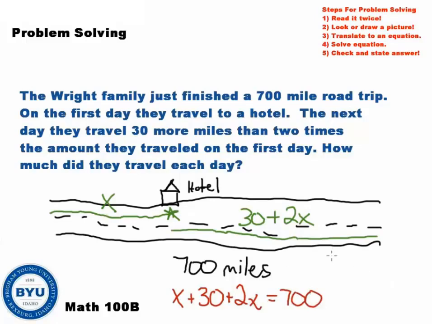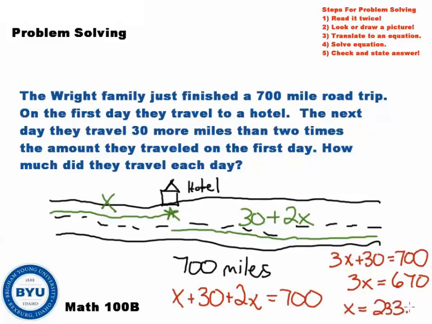We would combine the like terms. We get 3x plus 30 equals 700. We would minus the 30. We get 3x equals 670. We then would divide by 3. 670 divided by 3 is about 233.3 miles. So on the first day, they traveled 233.3 miles. And on the second day, we would have to figure out that.